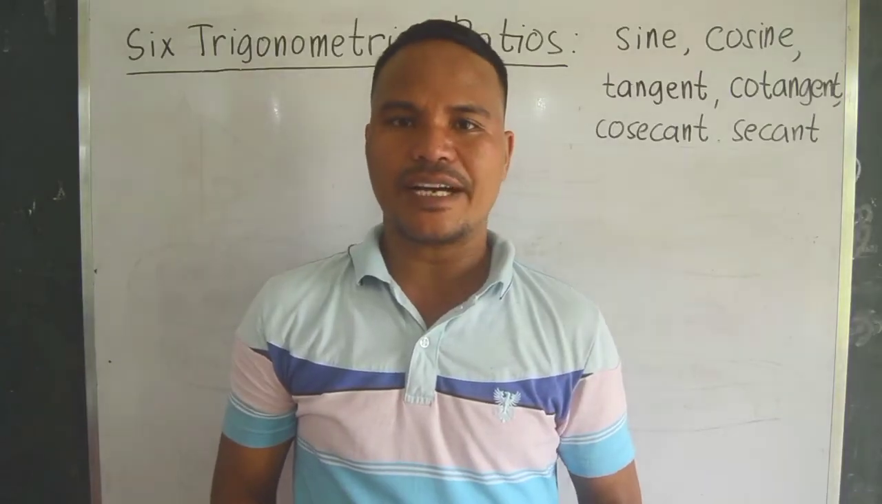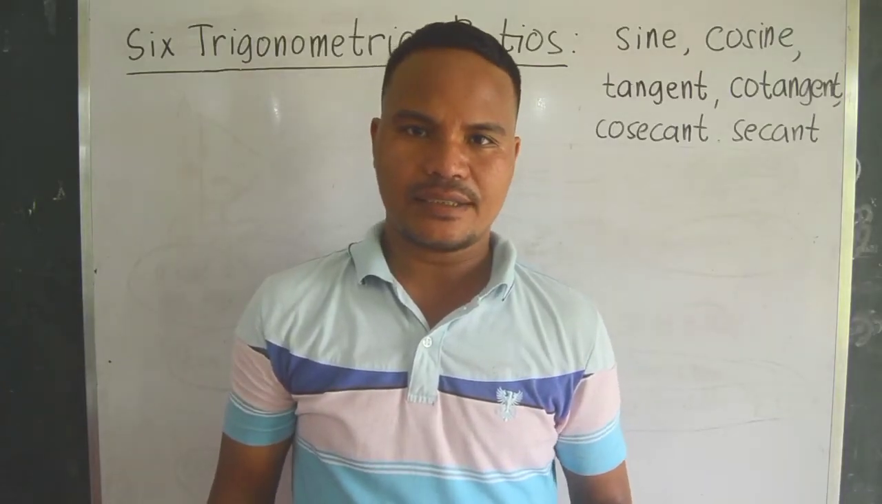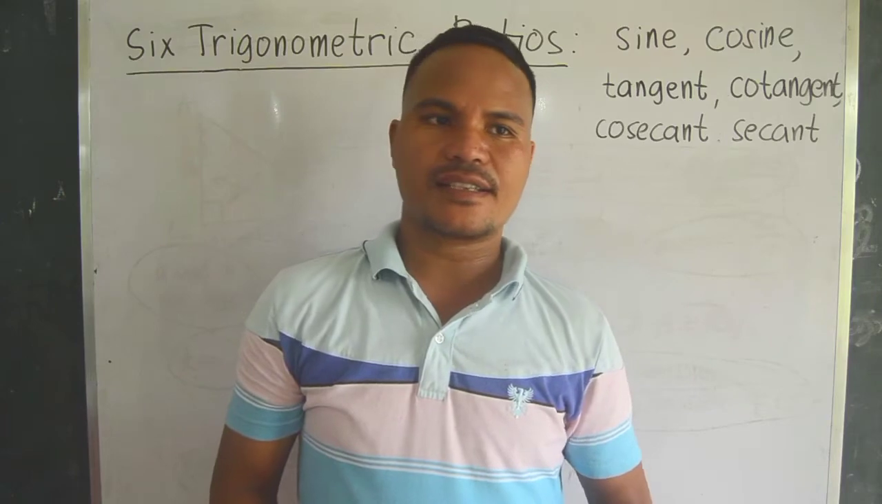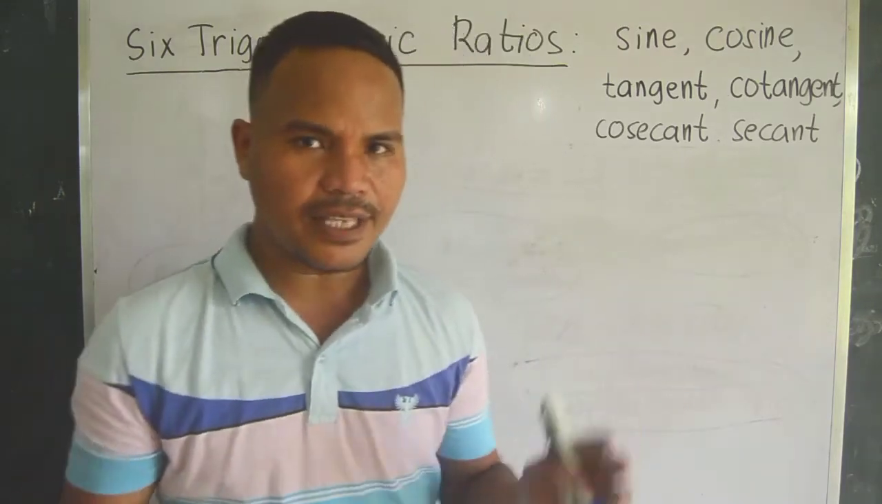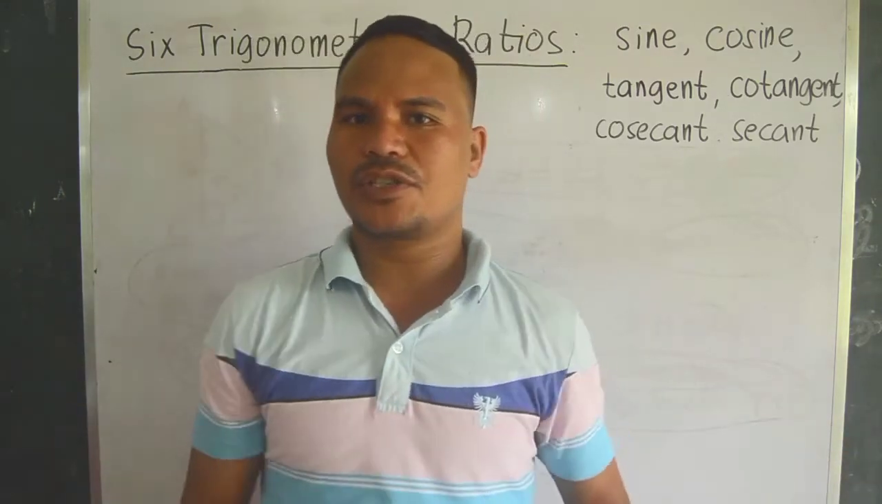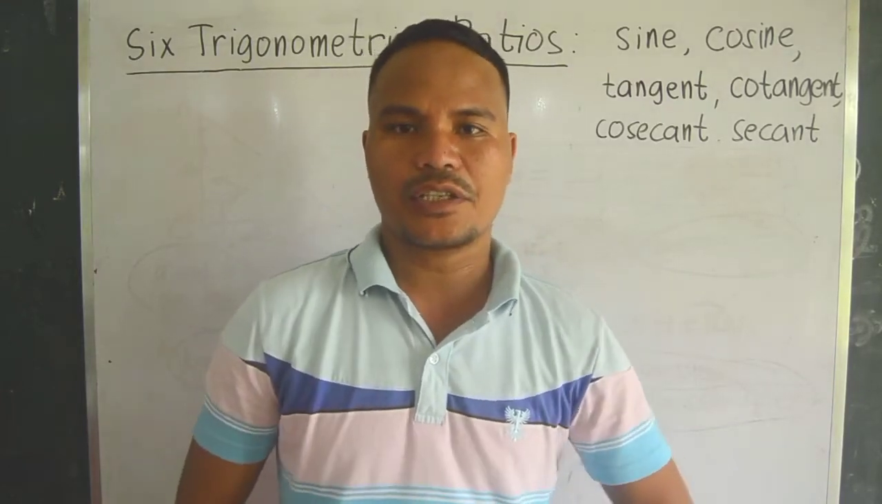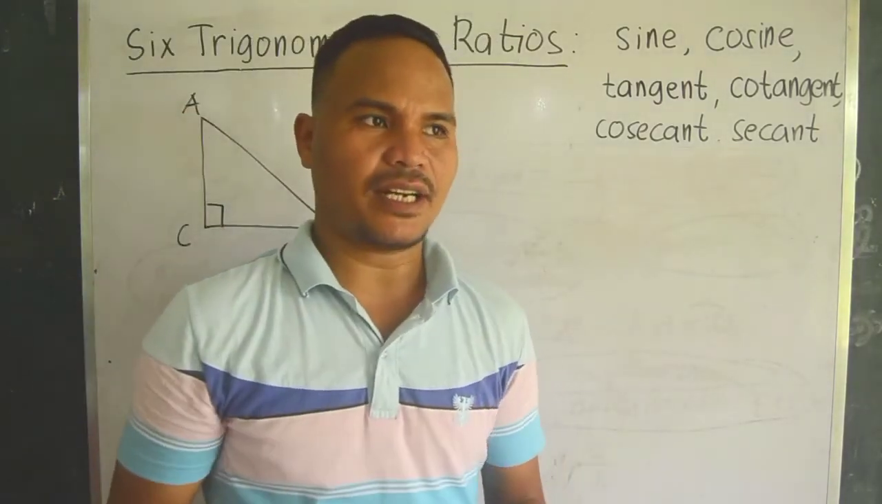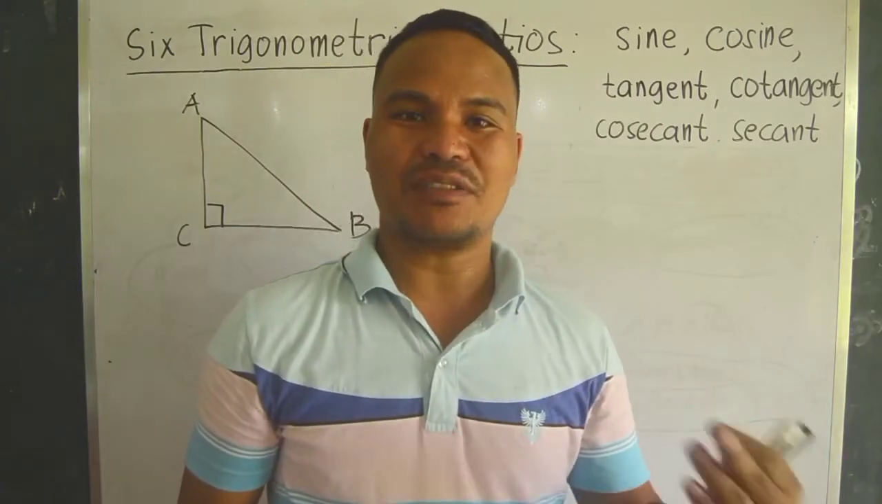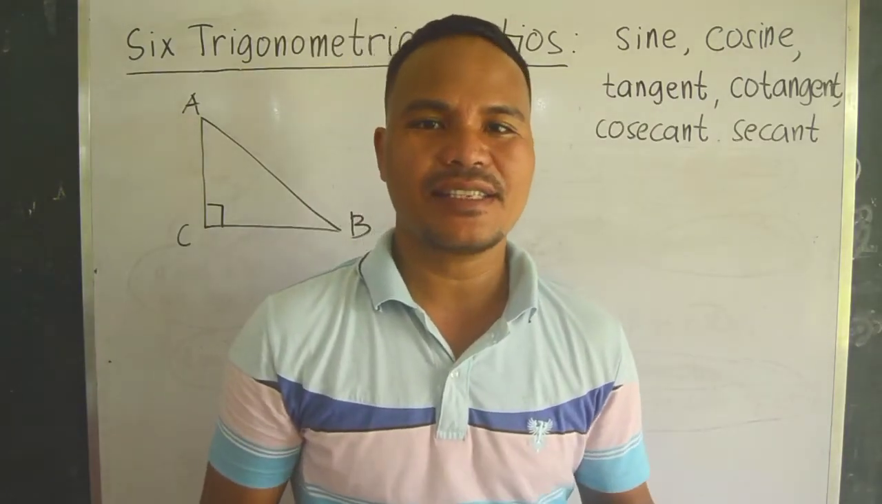Okay, in this video, I am going to illustrate what are the six trigonometric ratios. In defining the six trigonometric ratios, we are going to consider a right triangle. When we see a right triangle, one of the measures of the angles is 90 degrees.